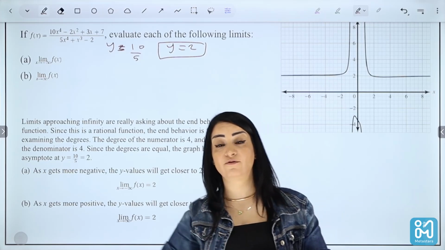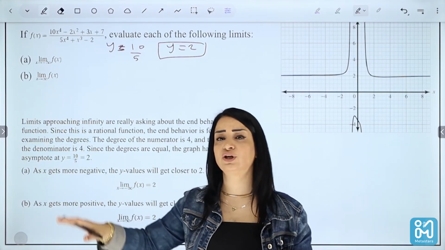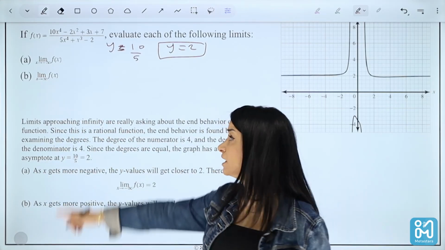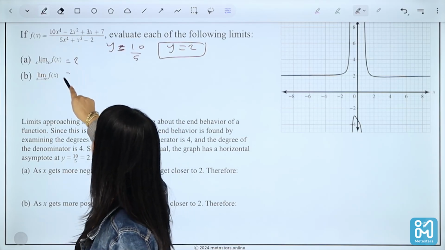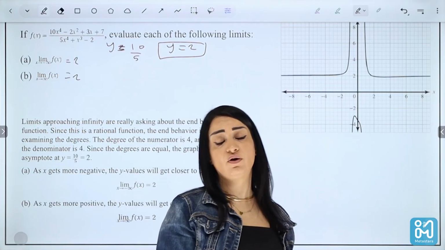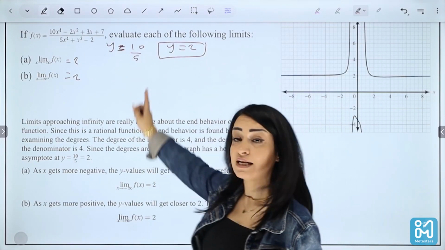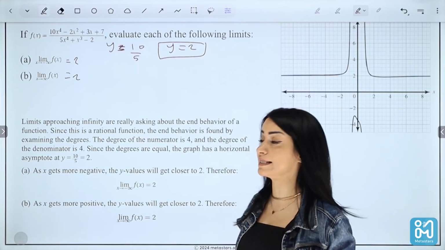So as x is going to the negative infinity, our function approaches and touches 2. So also it approaches 2 on the other side. So since we have a horizontal asymptote, our end behavior of this function is going for this horizontal asymptote.